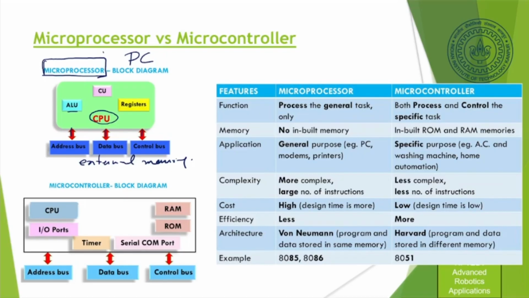Now, if you look at the microcontroller correspondingly, what we see is that this is a single chip device. This is one chip which has the CPU, the RAM, the ROM, that means the memory is there on board. Then there are input-output ports, and there are also serial COM ports, and timers. It also has connections like the data bus, control bus, and the address bus. But essentially, it is a single chip device, and hence it is much smaller.